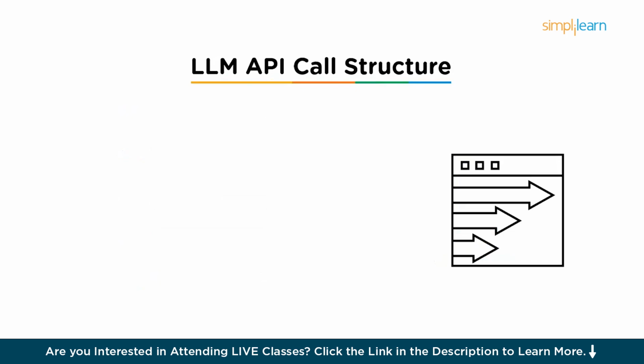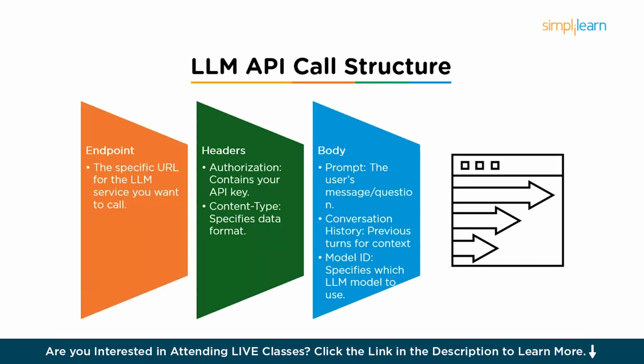Now that we have discussed why we choose certain LLM APIs, let's look at how we interact with them. This slide outlines a typical LLM API call structure, which consists of three main parts: the endpoint, headers, and the request body. First, every API call begins with an endpoint. This is the specific URL for the LLM service you want to call. Think of it as a unique address where you send your request. For example, it might be api.openai.com completions, or a similar URL for a Gemini model.